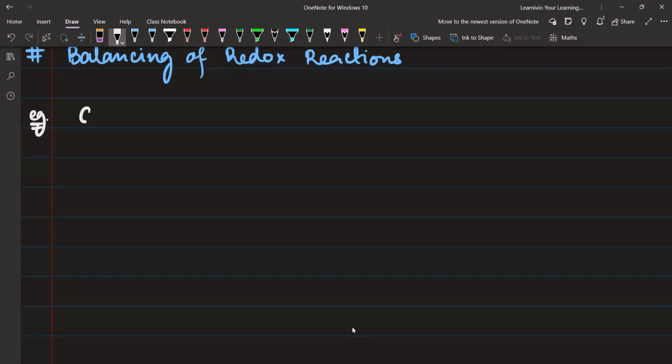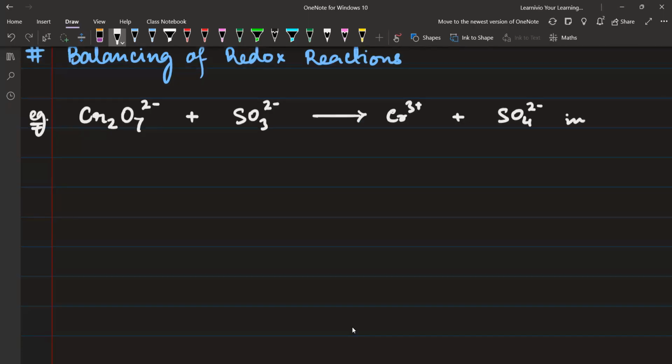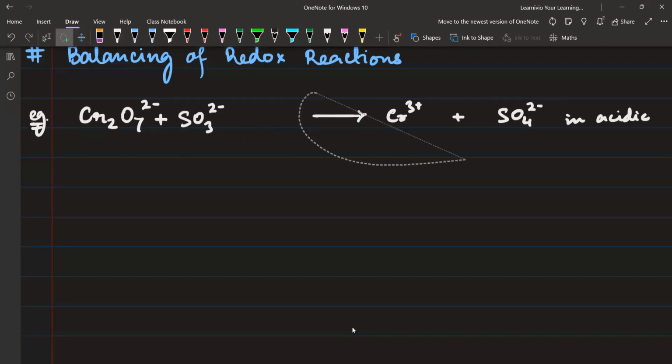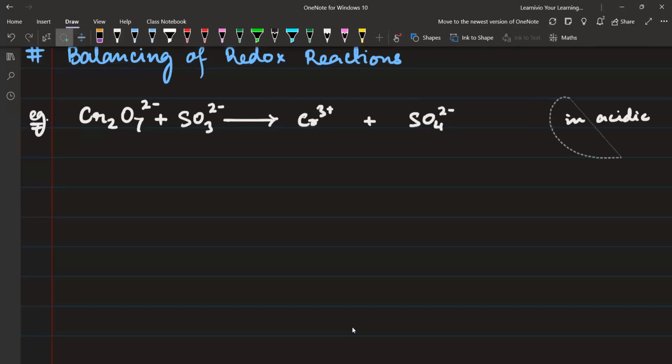We have Cr2O7 2 negative plus SO3 2 negative gives Cr3 positive plus SO4 2 negative in acidic medium. And generally, the medium will be given. I don't need this much space right now because I have to rewrite the expressions always. In acidic solution.